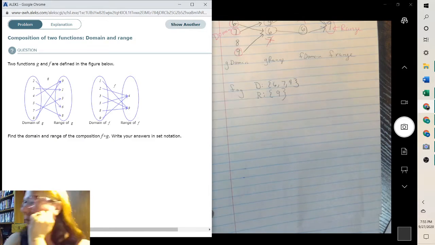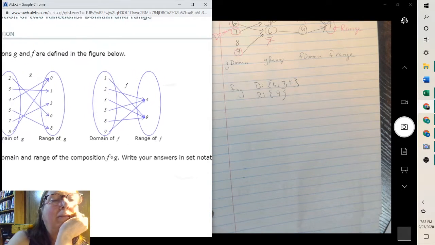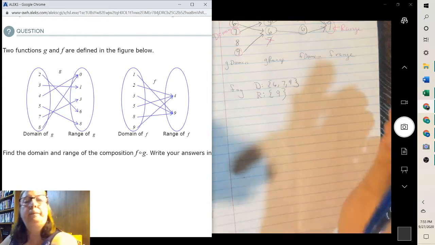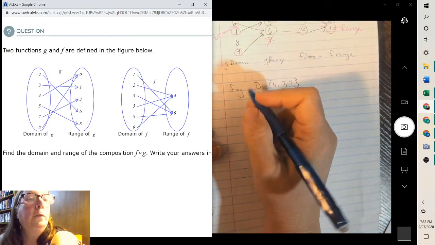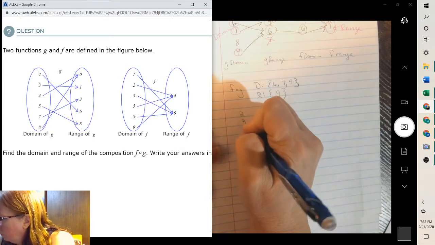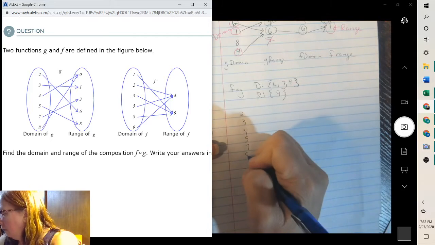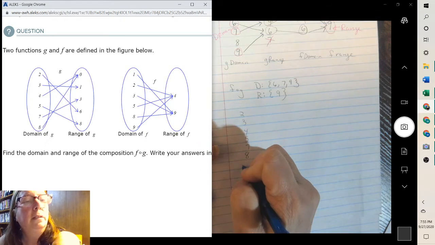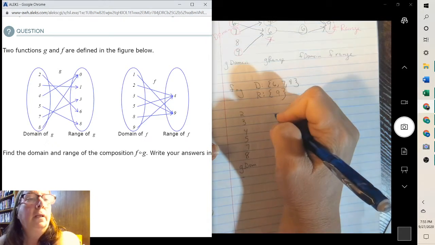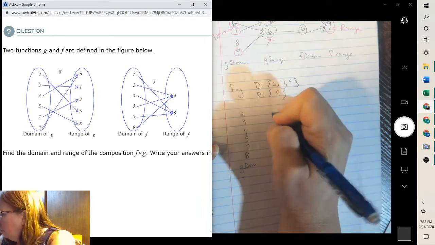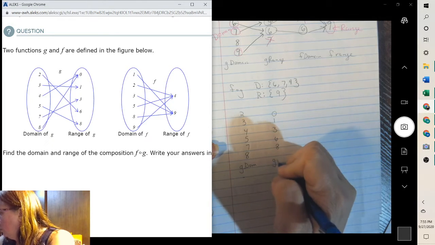Okay. I just want to make sure it wasn't the same one. I always write them 2, 3, 4, 5, 7, and 8. This is G's domain. And then 0, 1, 3, 6, 8 is G's range.